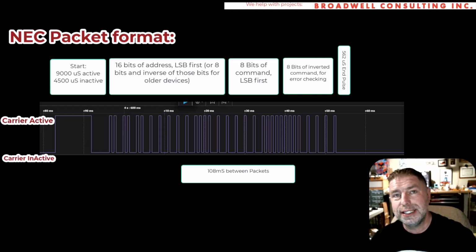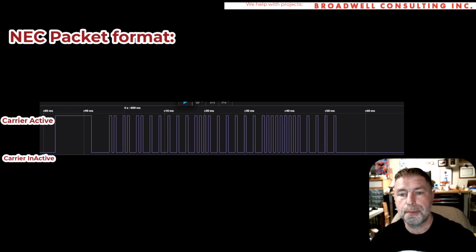Nowadays, most devices anticipate a 16-bit address. And so you send out the 9 millisecond start pulse, take a break for 4.5 milliseconds, then send out 16 bits of address information, least significant bit first. Then you send out an 8-bit command, and then you send out the inverse of that 8-bit command as error checking, followed by a final pulse.